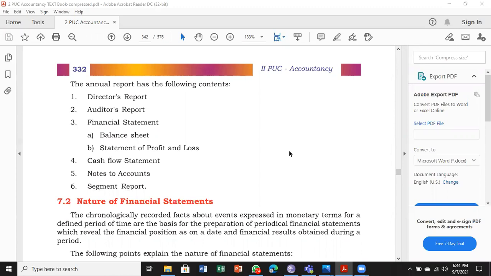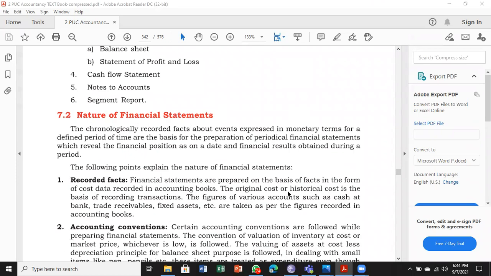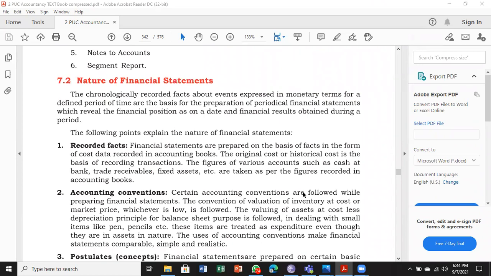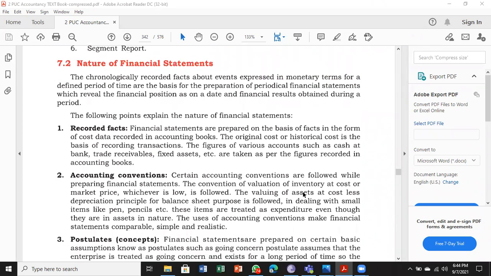And what is required from the examination point of view is how to prepare the statement of profit and loss, that is the income statement, another name for it, and a balance sheet. Cash flow statement, you have a separate chapter later. So before getting into that, let us try to understand a little bit about the financial statements. We can call it characteristics, or we can call it nature.